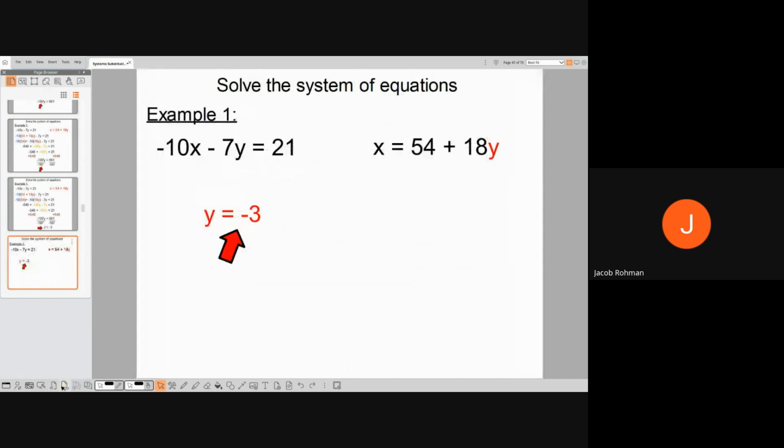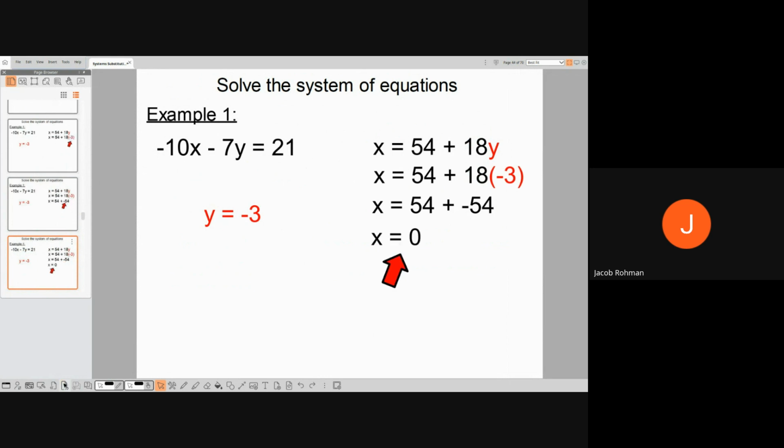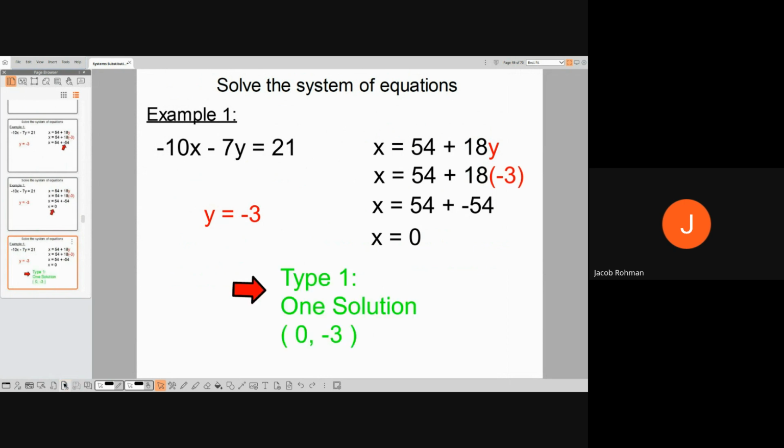So now what we're going to do is take that y equals -3 and plug it in over here to the original equation for y. Doing that, we get 18 times -3, which is -54. And then -54 plus 54 is 0. And what we can say then is our solution is a type 1 solution, which is one solution, and it's the ordered pair (0, -3).